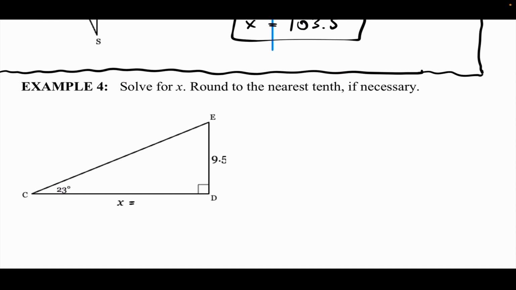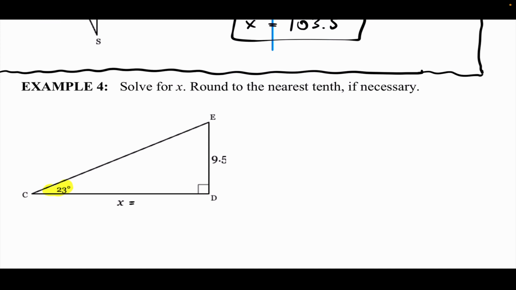So again, I only know one side, 9.5. If I knew another one, then I could use Pythagorean theorem. Wouldn't even have to worry about the angle. But I have to use the angle because I don't know the other side. Okay.